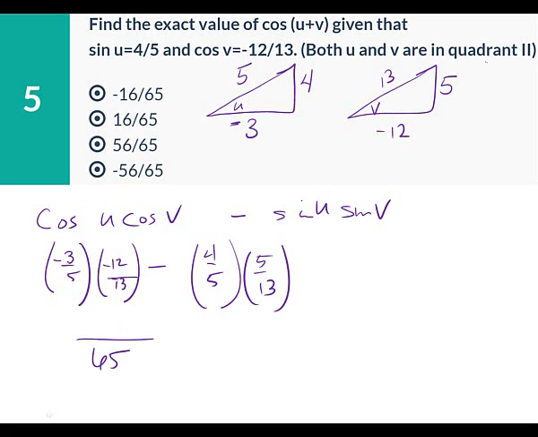Okay? All right, what is negative 3 times negative 12? Positive or negative 36? Positive 36. And then we've got minus, what's 4 times 5? 20. It's okay. All right, 36 minus 20 is 16 over 65.